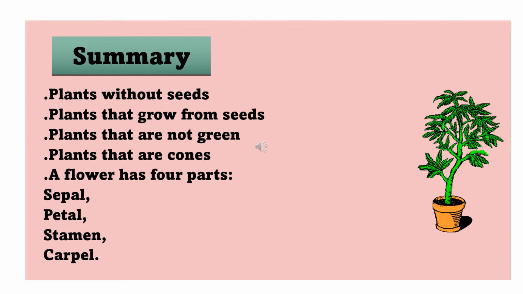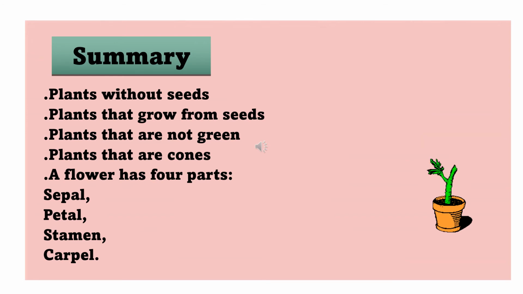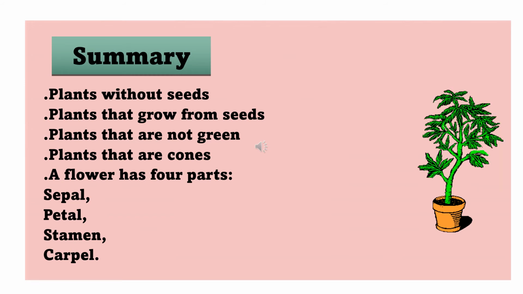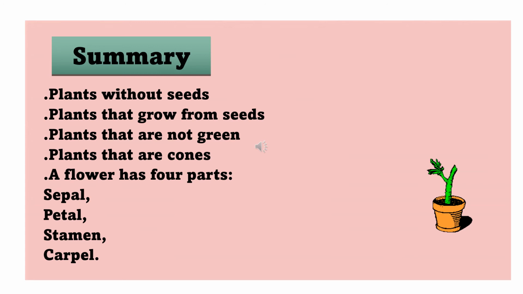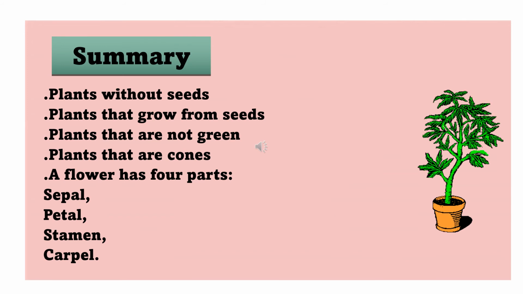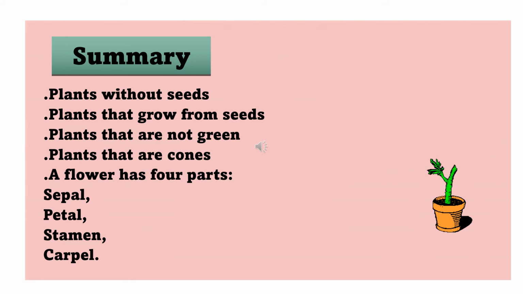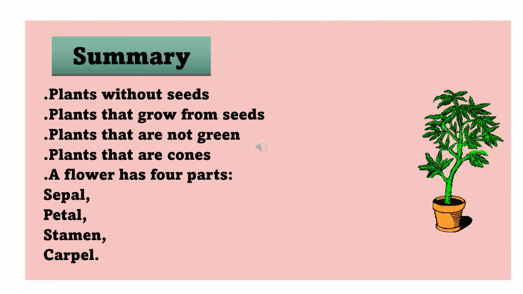Today we have learned about different kinds of plants. Some plants grow without seeds, and they cannot grow fruit or flowers. Then some plants grow from seeds and they are called seed-bearing plants. Plants that are not green take their food from green plants or humus. And plants that have cones grow pollen cones and seed cones instead of fruit or flowers. And finally, we read about the parts of a flower: a flower has four parts: sepal, petal, stamen, and carpel. So that's all for today.